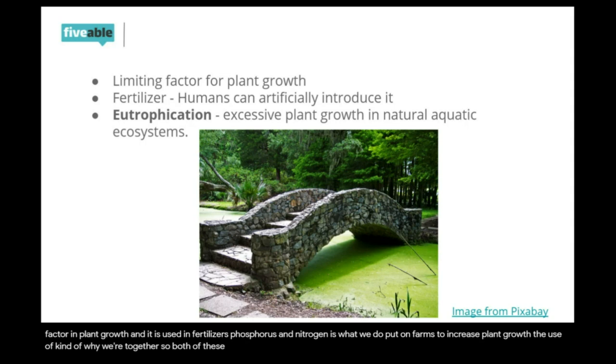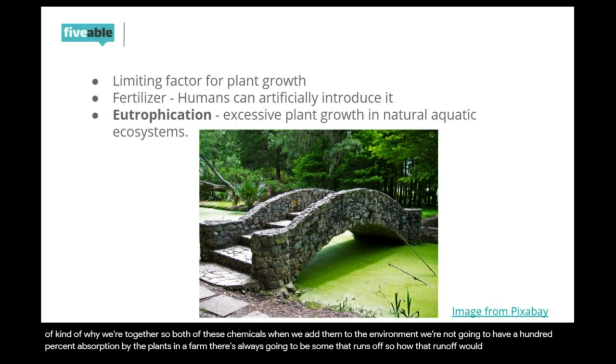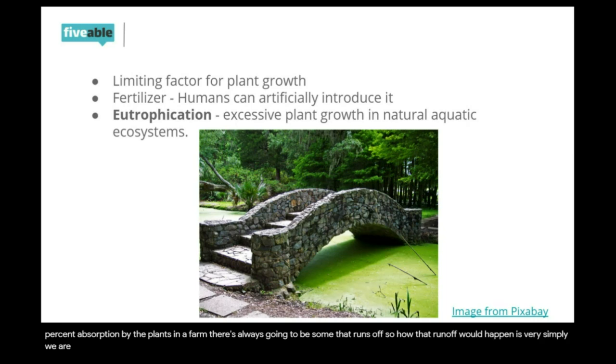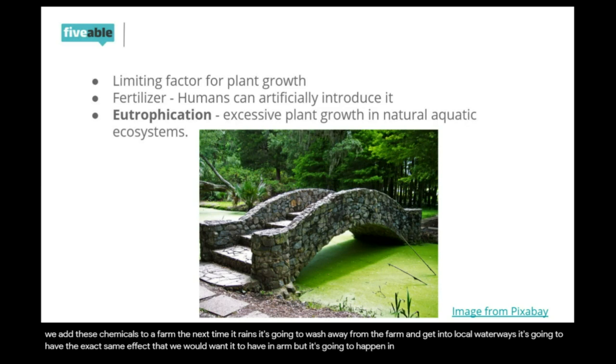So both of these chemicals, when we add them to the environment, we're not going to have 100% absorption by the plants in a farm. There's always going to be some that runs off. How that runoff would happen is very simply, we add these chemicals to a farm. The next time it rains, it's going to wash away from the farm and get into local waterways. And then from there, it's going to have the exact same effect that we would want it to have in a farm, but it's just going to happen in the wild areas.